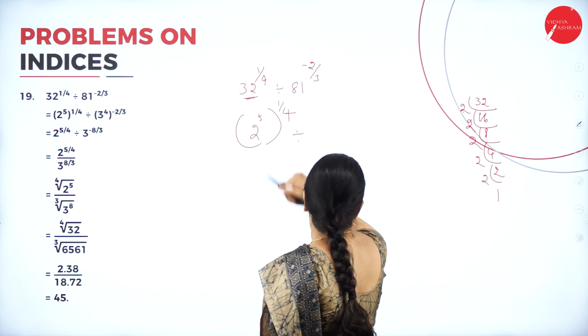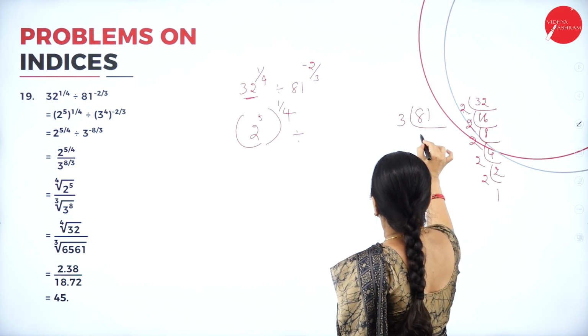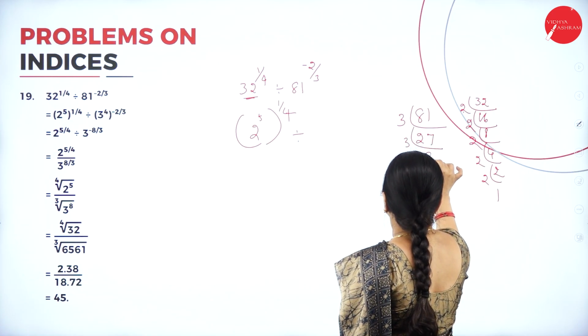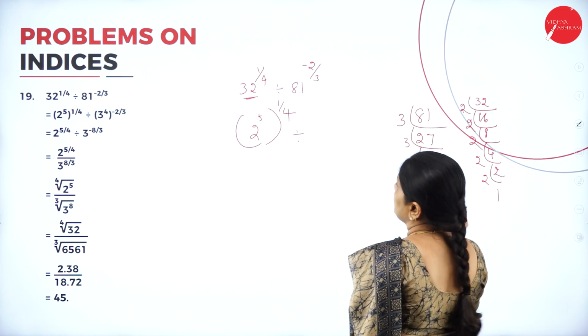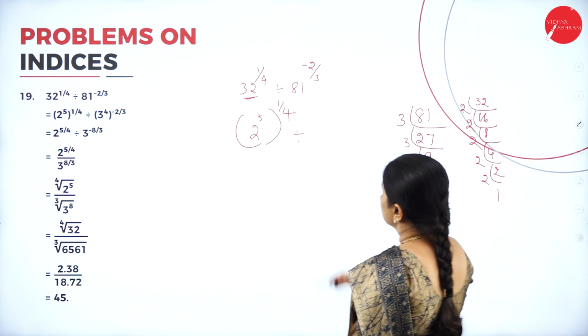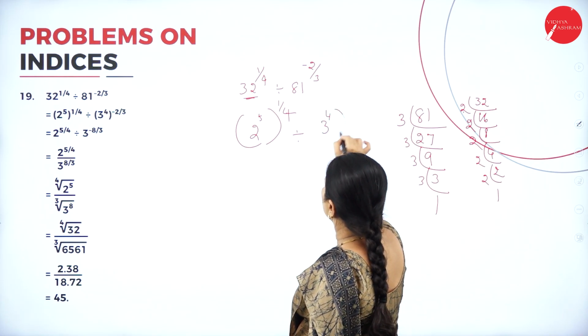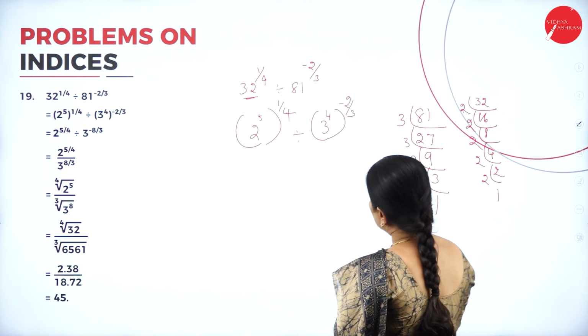So divided by. Now 81 also I'll try to simplify. 3 twos are 6, 3 sevens are 21, 3 nines are 27, 3 threes are 9, 3 ones are 3. Now this 81, I will write it as 3 to the power of 4 whole to the power of minus 2 by 3.